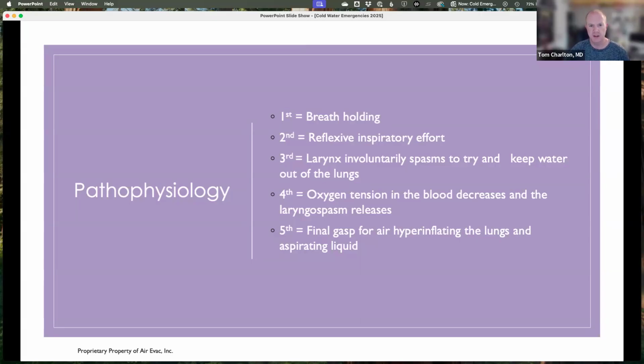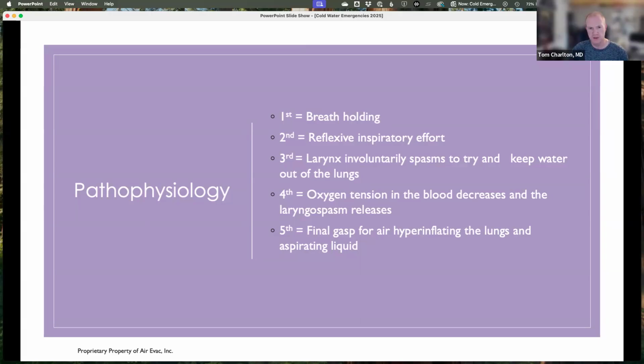As they go into the water, they're going to breath hold. They're going to hold that breath as long as they can. Eventually, their body is not going to let them hold on to the breath anymore. And so they're going to exhale rapidly and then reflexively inhale. And unfortunately, that means that water has now entered your airway. And unconsciousness is going to be fairly quick after this.